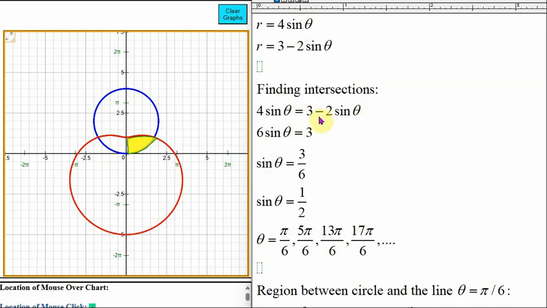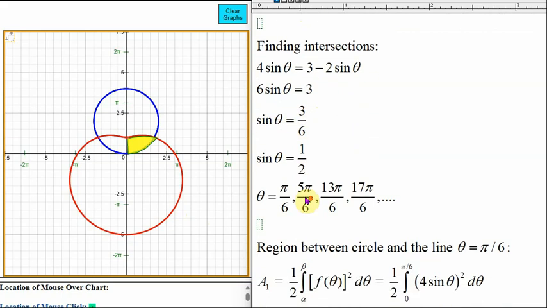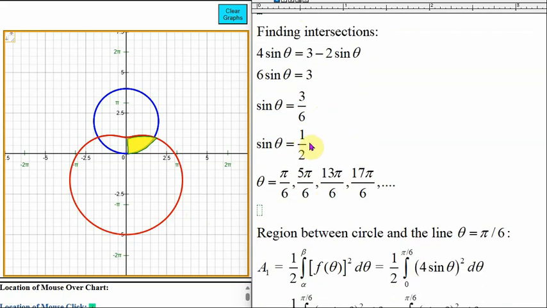Add 2 sine of theta to both sides, and we get 6 sine of theta equal to 3. Divide both sides by 6, and we get sine of theta equal to 1/2. Recall that sine of pi over 6 is 1/2, sine of 5 pi over 6 is 1/2, sine of 13 pi over 6 is 1/2, and so on.